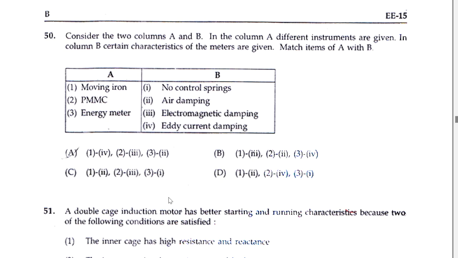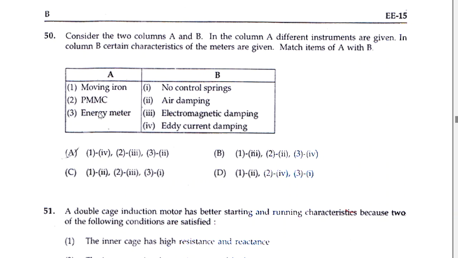Now next one. Consider the two columns A and B. In column A, different instruments are given. In column B, certain characteristics of the meters are given. Match A and B here. They gave moving iron instruments, PMMC instrument, and energy meter. So you need to match it. In B: no control springs, air damping, electromagnetic damping, and eddy current damping.